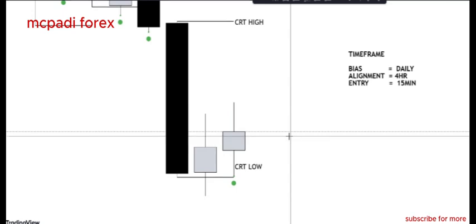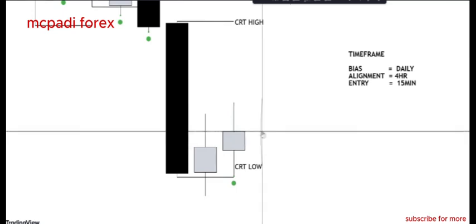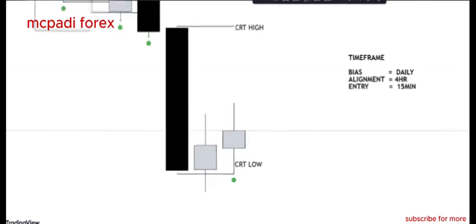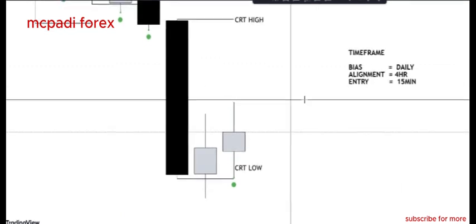So today I'd like to break down a trade that I took on Friday. That is on AUD USD using this powerful indicator.